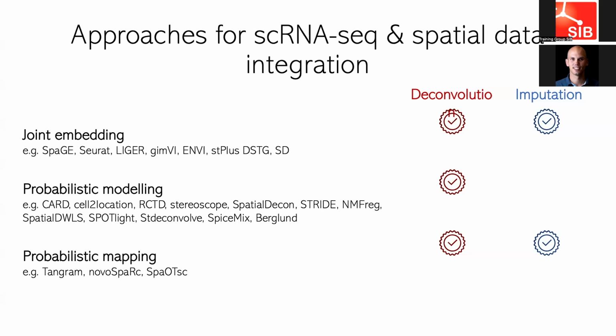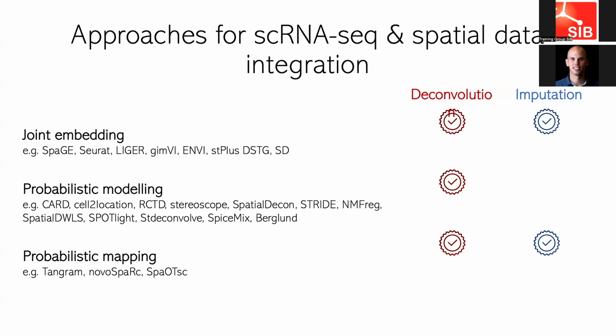And with that, you can only do deconvolution. So it's very difficult then to do imputation because you don't have that much information to borrow from the single cell data. And then you can think about directly mapping. So for every single cell, you try to predict what's the most likely location of that cell in the tissue.